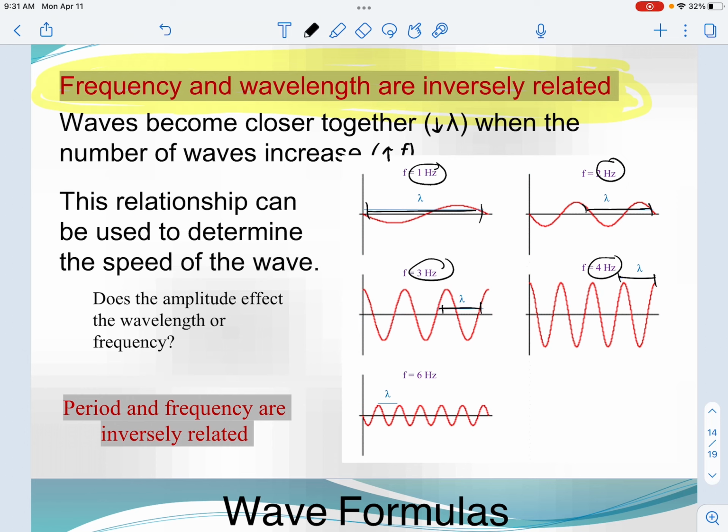It asks here, does amplitude affect the wavelength or the frequency? The answer is no. That's a trivia question you're going to want to know. Amplitude does not affect frequency or wavelength. And then the last main idea down here, period and frequency are inversely related. So we're supposed to know that the amount of time that it takes is going to decrease as the frequency increases. Why? Because those waves are going to occur much more often, which means each wave must take less time than before.